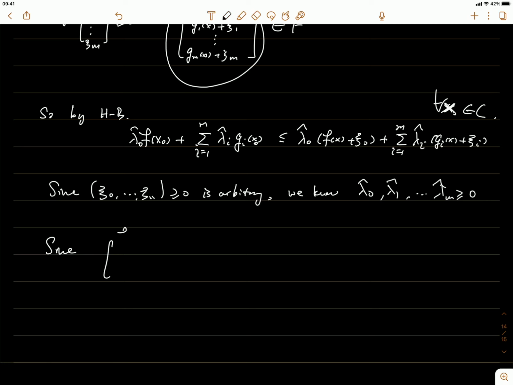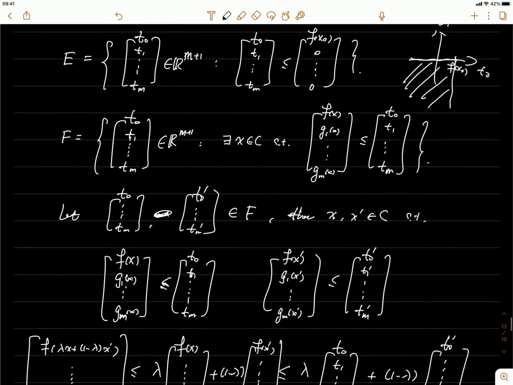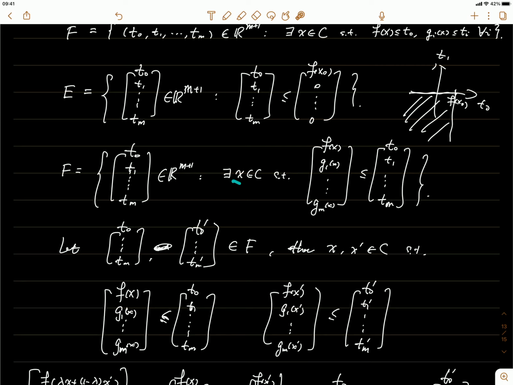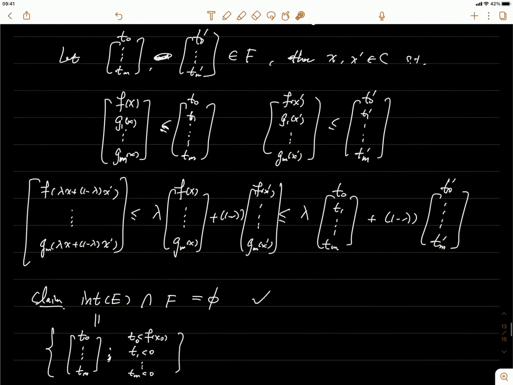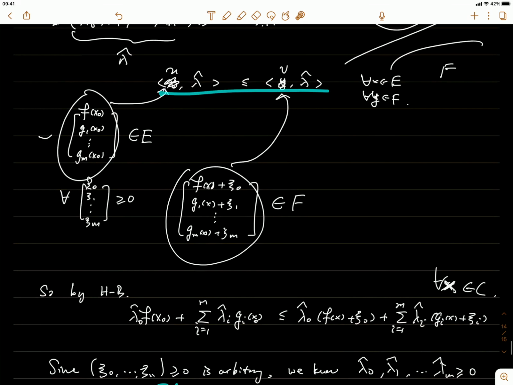Since this f of x naught, 0, 0 is in the set E, and f of x naught, g1 of x naught, all the way to gm of x naught, I know that this point is in F. Right? Just choose that specific point x to be x naught. See, I put this x as x naught, and I see that f of x naught through gm of x naught is also inside F. So I can put these two points. This is like my u, this is like my v, and then I put it right here.